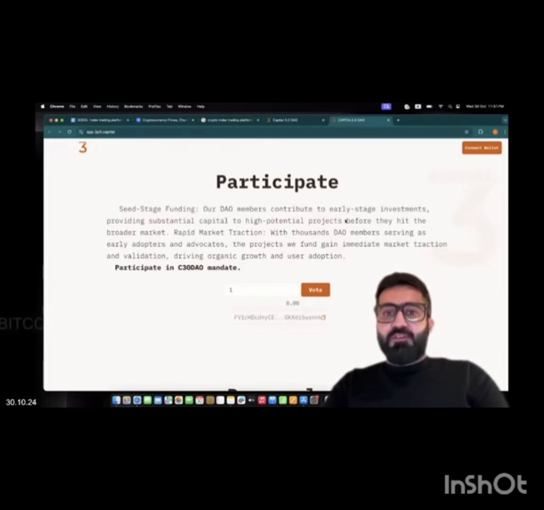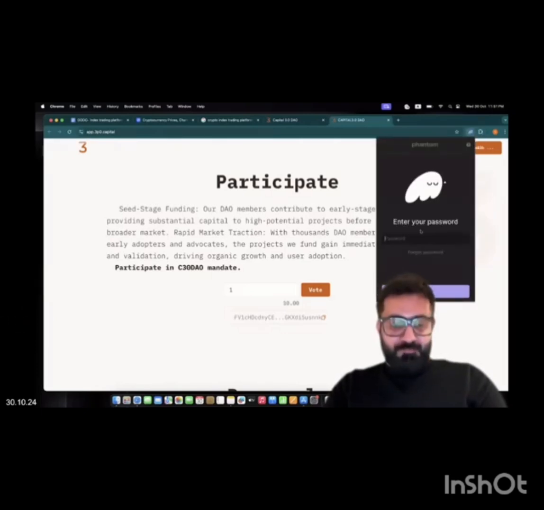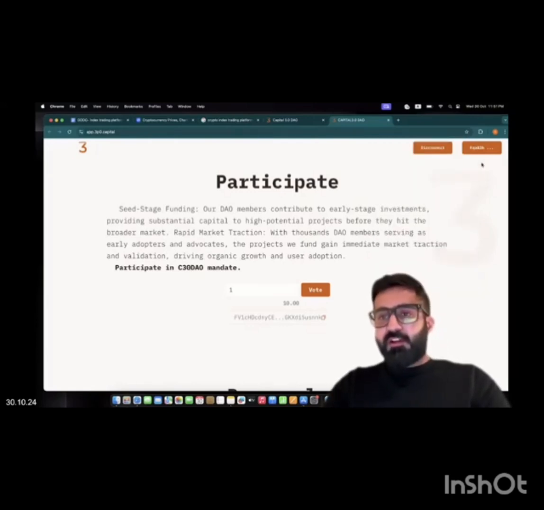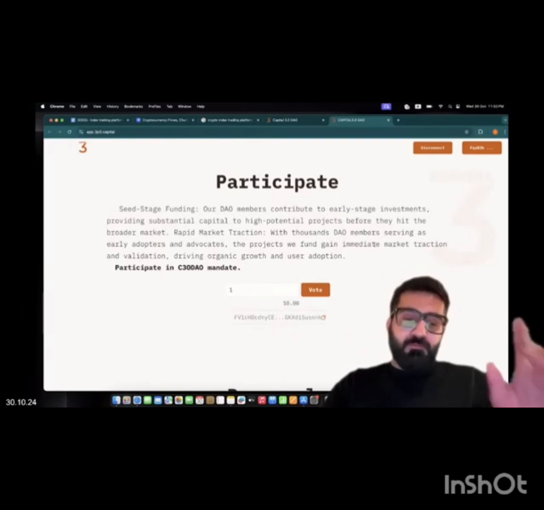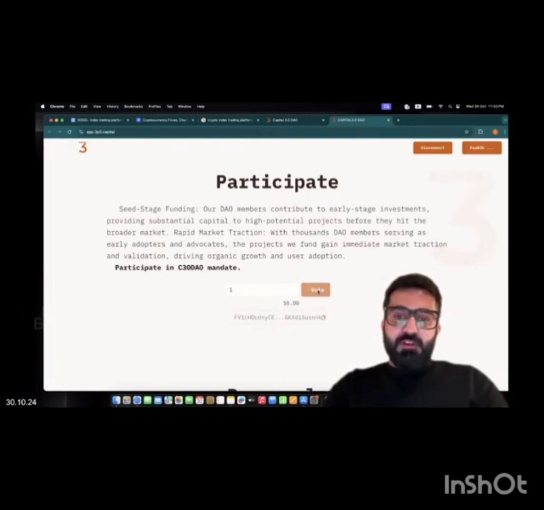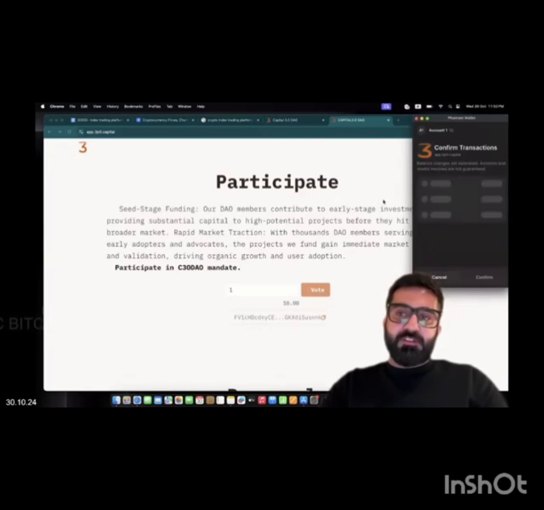So, when you go to the DApp, you simply connect your Phantom wallet. When you connect your Phantom wallet, you will get your voting token balance here. Let's say I have 10 voting tokens. I have 10 because I have to show you guys how to vote. You will get 1 to start voting. When you click here, your voting process starts.